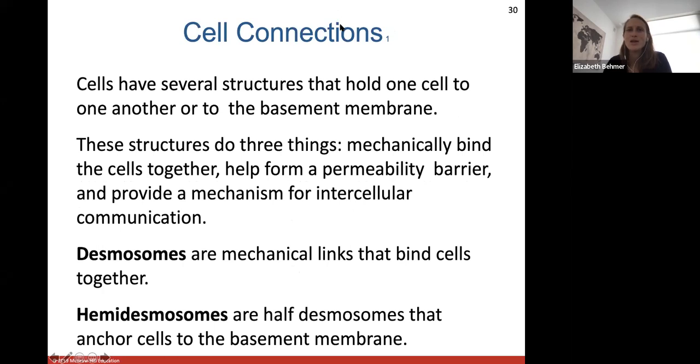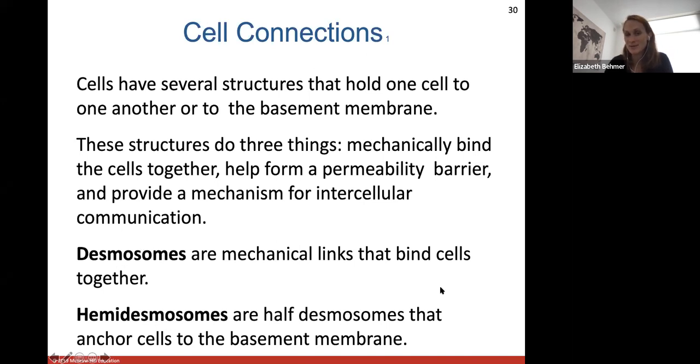Cell connection. So in epithelial tissue, you have a lot of cells that are tightly connected together, and cells have different structures that hold one cell to another or hold them to the basement membrane. And these structures do 3 things. They mechanically bind the cells together. They help to form a permeability barrier, which allows some things to pass through the cells and other things cannot. And they also provide a mechanism for intercellular communication, so communication between cells. And desmosomes are the mechanical links that bind cells together.